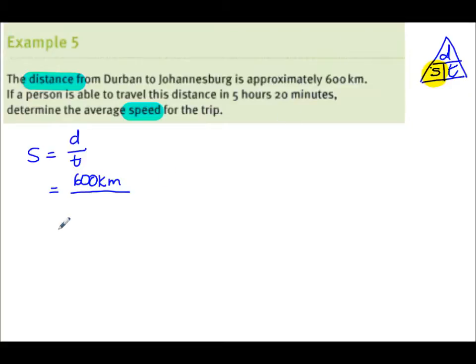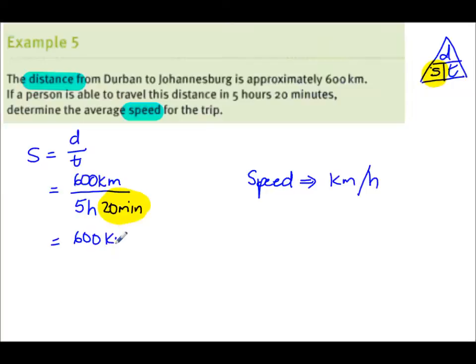divided by 5 hours and 20 minutes. Right, the problem here is the minutes, because speed is written in kilometers per hour. There are no minutes in that rate. So what we are going to do, we are going to say 600 kilometers over 5 hours. 20 minutes is 20 out of a total of 60 minutes.